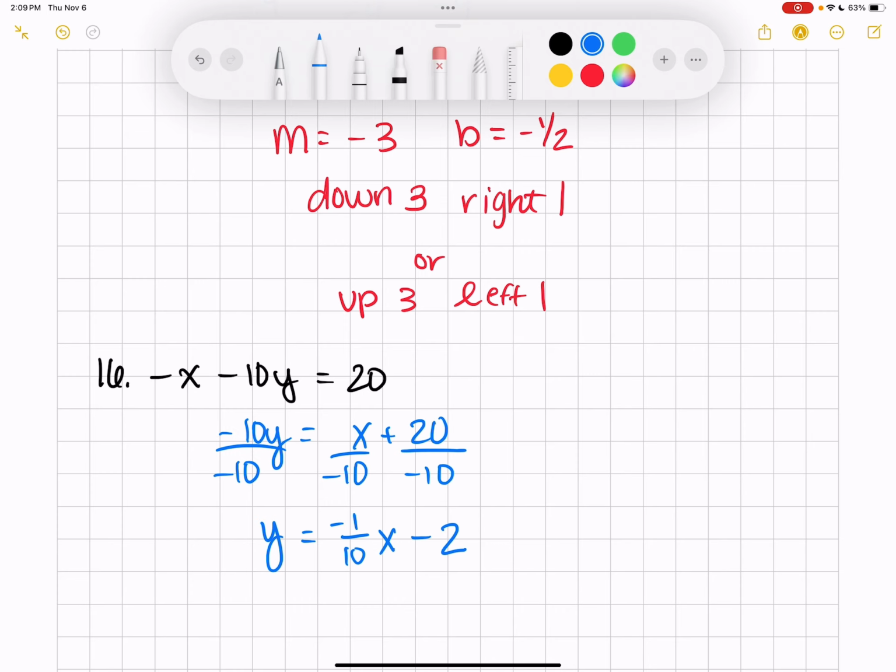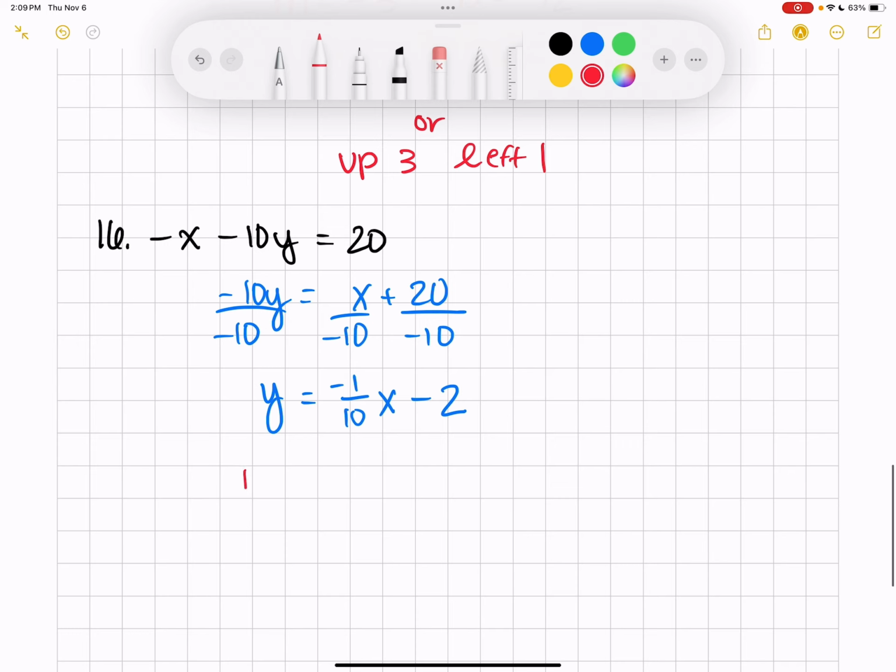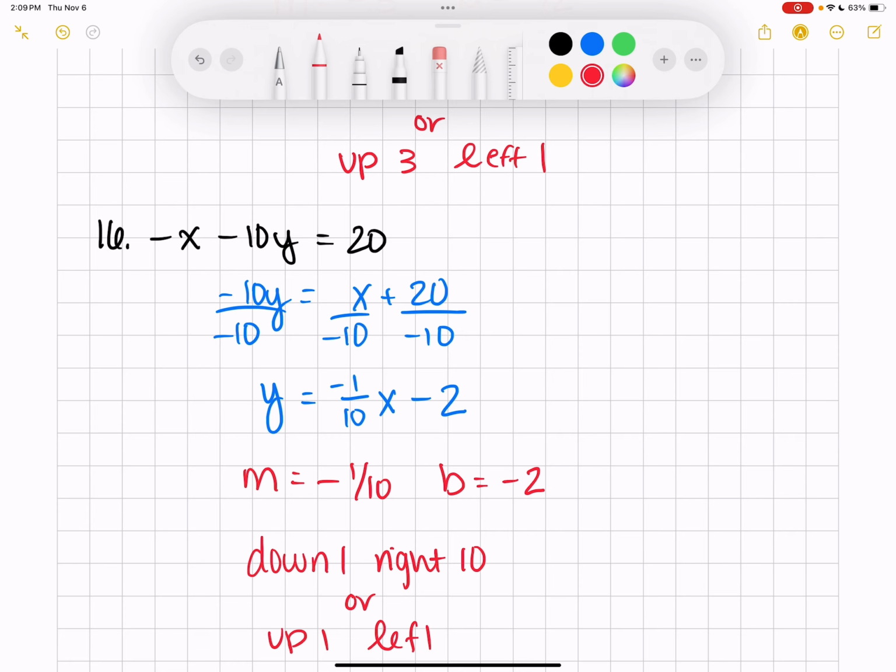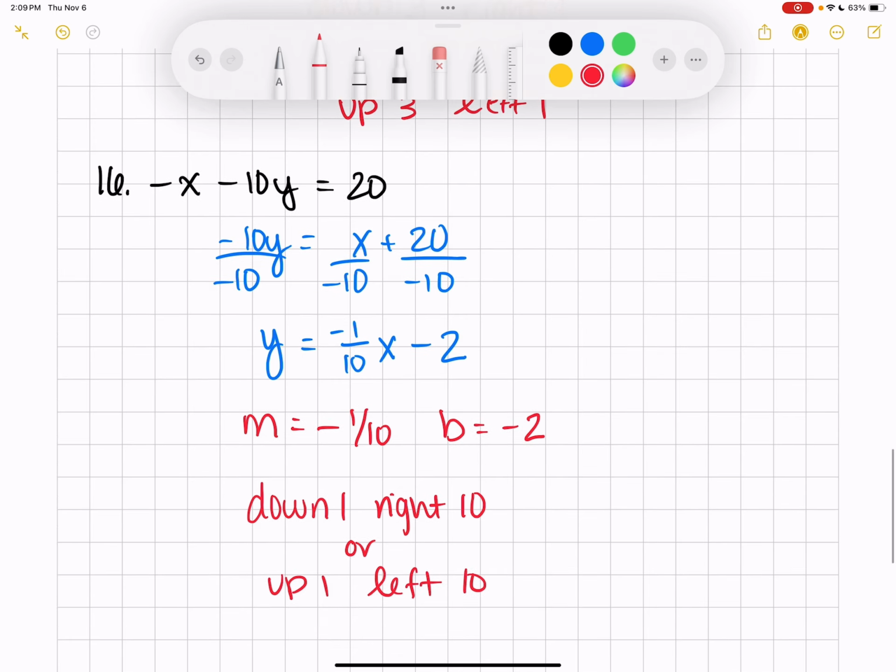All right, so then what's my slope? Negative 1 over 10. And then the intercept. y-intercept is negative 2. Okay, what is this slope of negative 1/10 telling me to do? Go down 1, right 10. Or up 1, left 10. Yep. So again, you don't have to write both, you just need to write one of them.